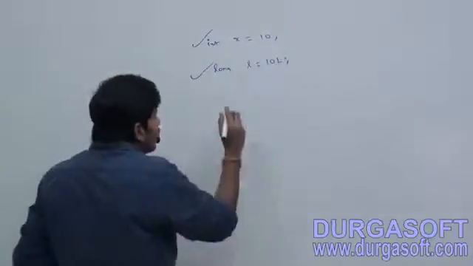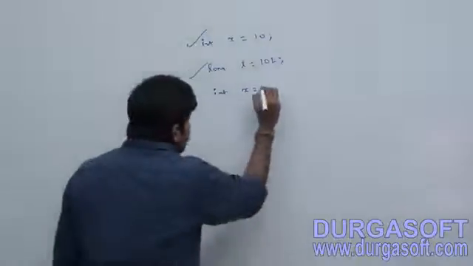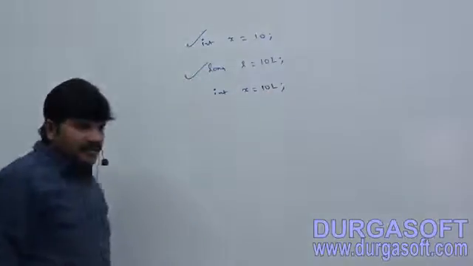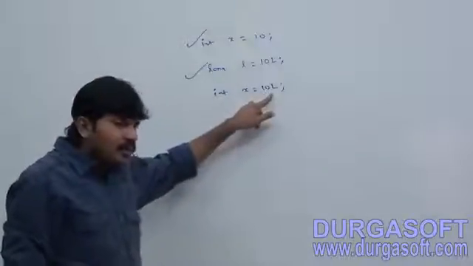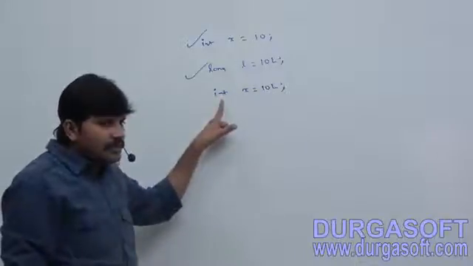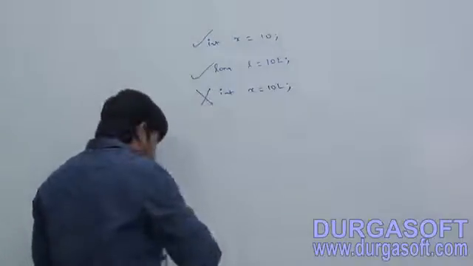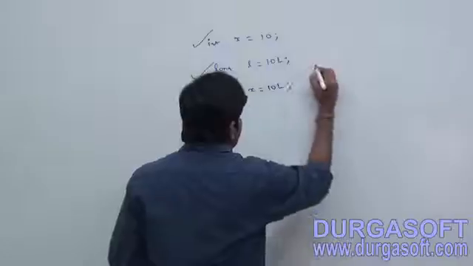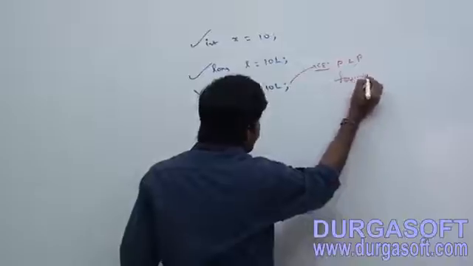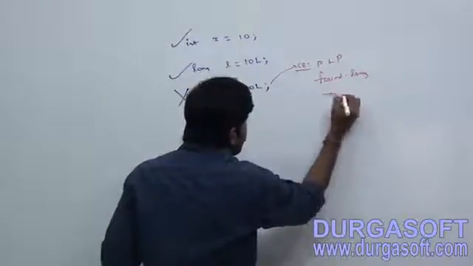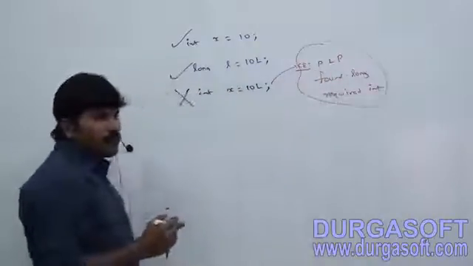Next, int x is equal to 10L. Valid or not? Invalid, because 10L means long. Long means how many bytes? 8 bytes. Int is how many bytes? 4 bytes. How can you assign an 8 byte value to a 4 byte variable? Immediately we get a compile time error: possible loss of precision, found long, required int.